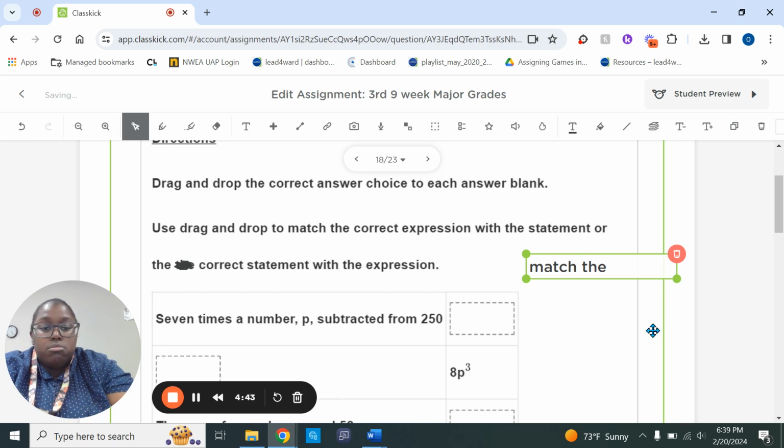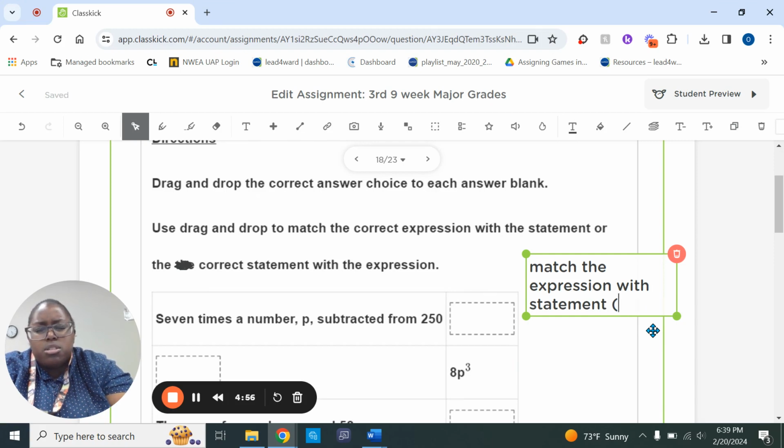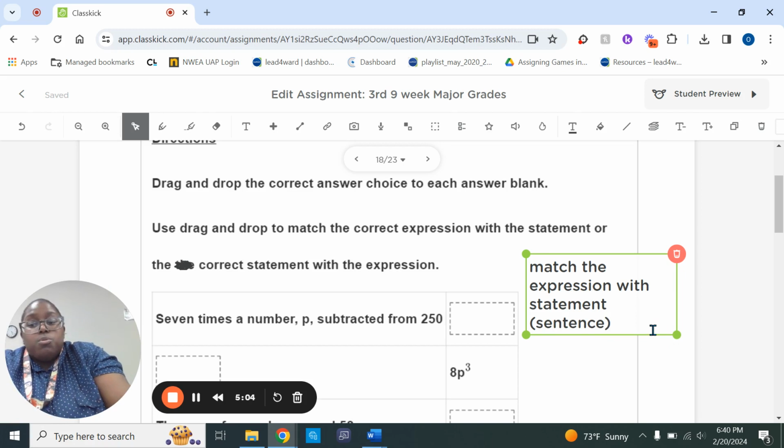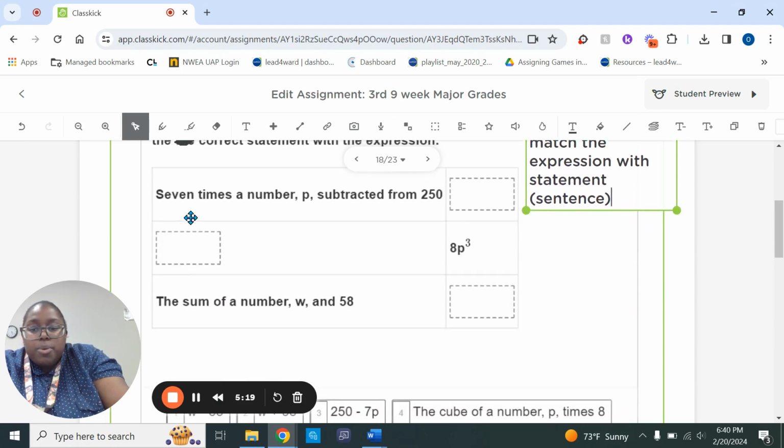Match the expression with the statement. Statement in this case just means number sentence. Not number sentence, because a number sentence is an expression with a sentence. So we're either going to be given the expression and have to match it with the statement, which is a sentence, or we're going to be given the statement and have to match it with the correct expression. One of the two is going to happen here. So let's look at what we got.